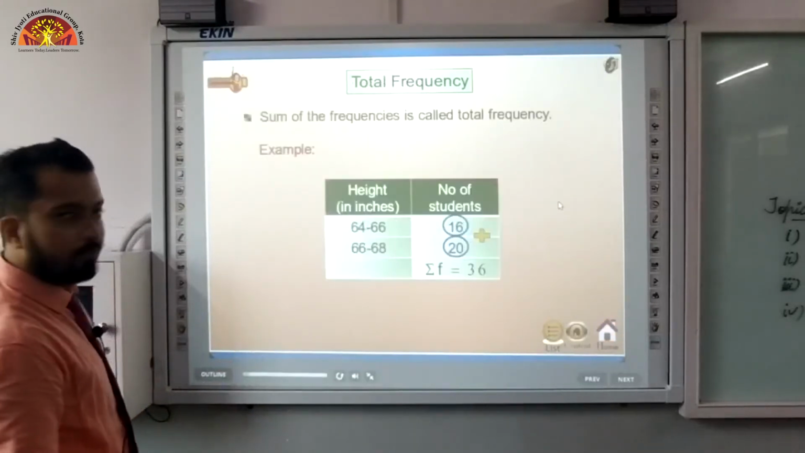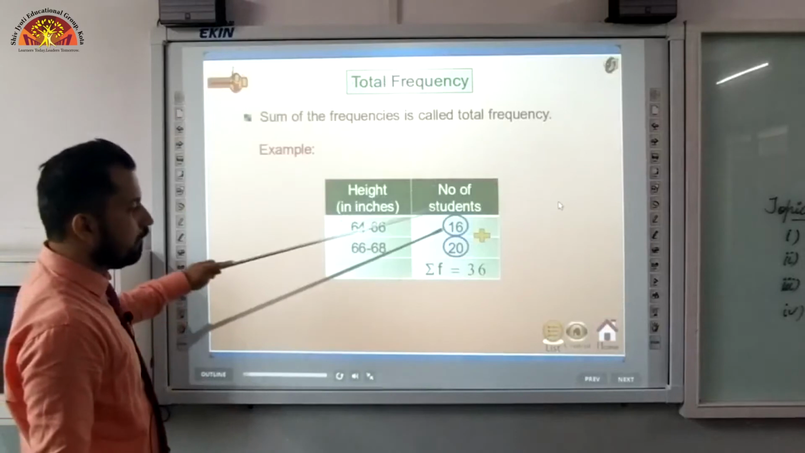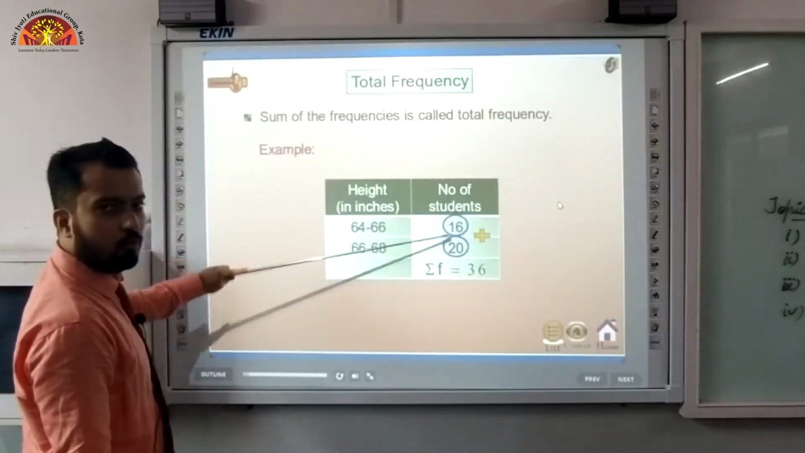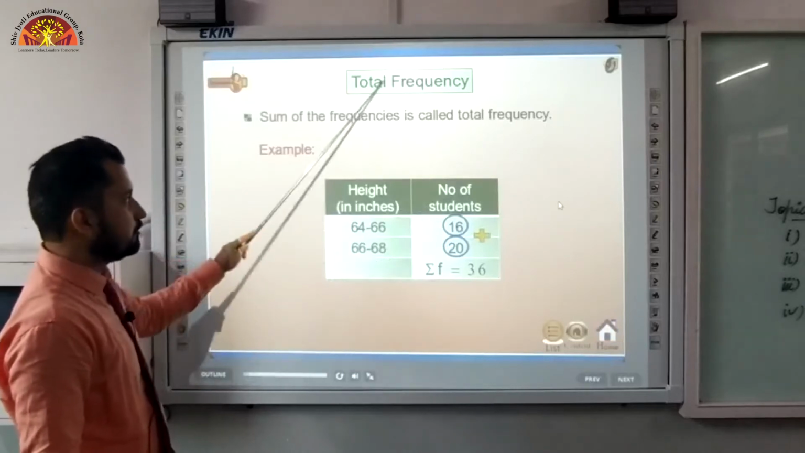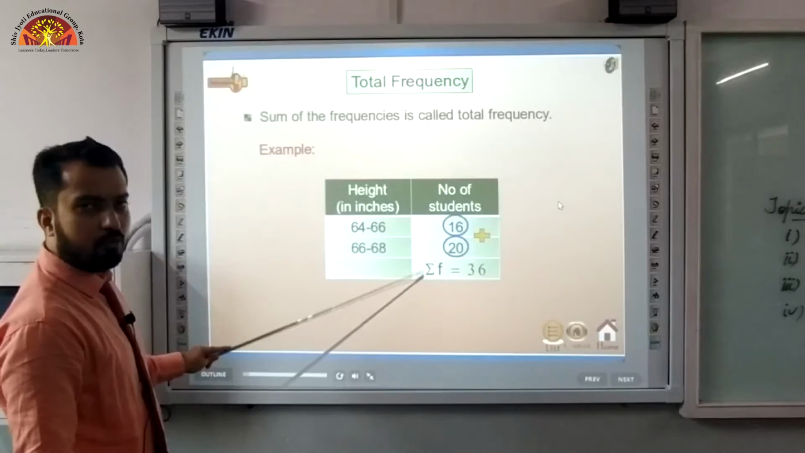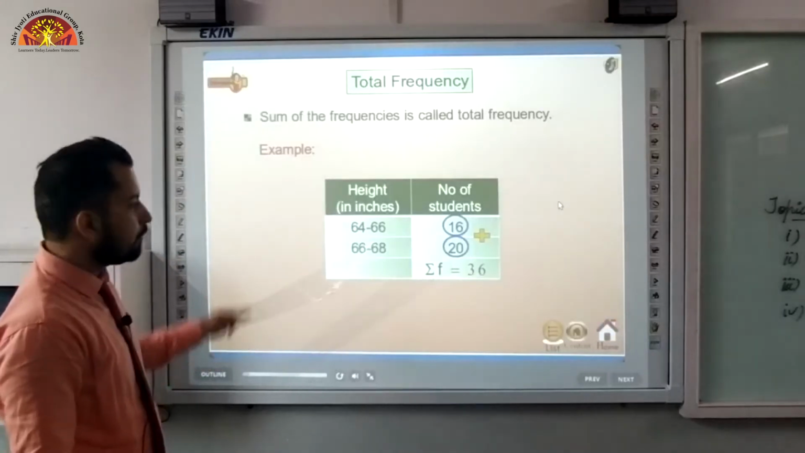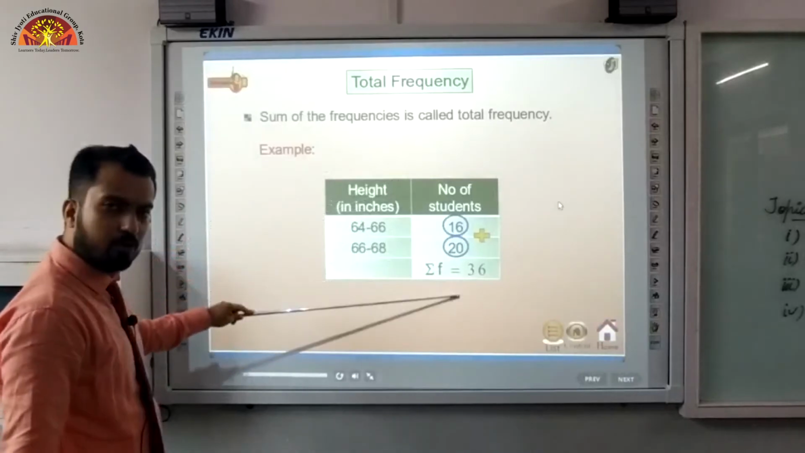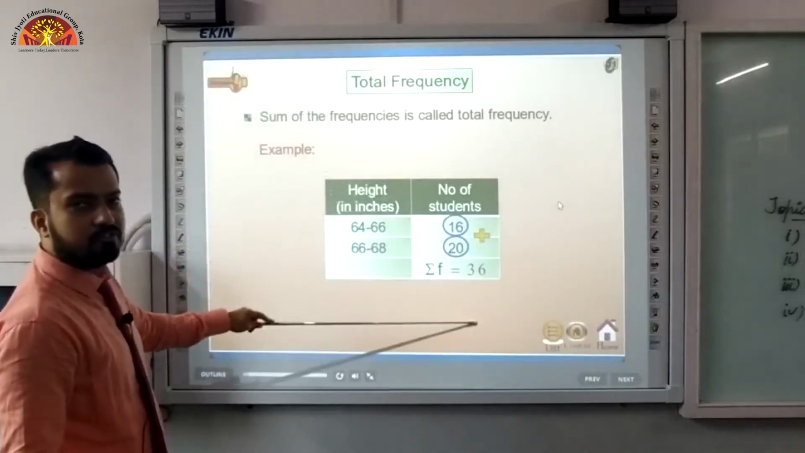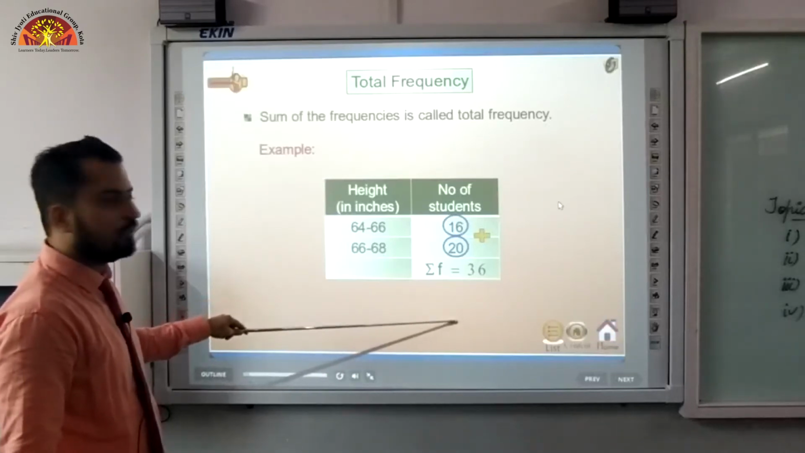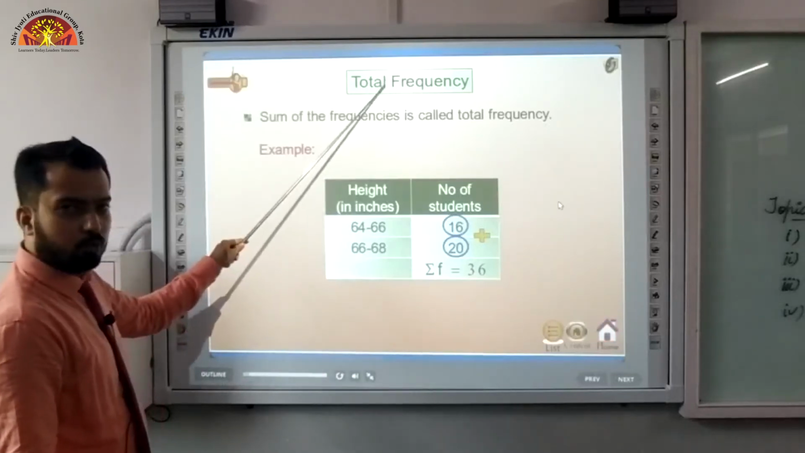Next comes the total frequency. That means whenever we do the summation of these frequencies, the value we get is the total frequency, which can be indicated as sigma f or summation f. When many classes are given, there will be many frequencies with them. When we sum all those frequencies, the particular value we get is called the total frequency.